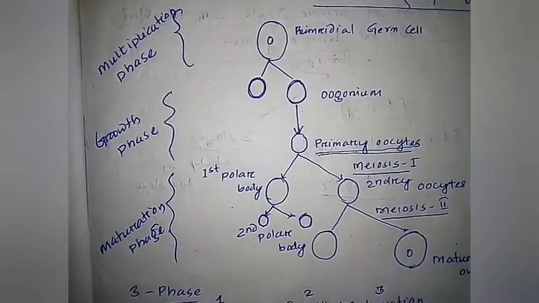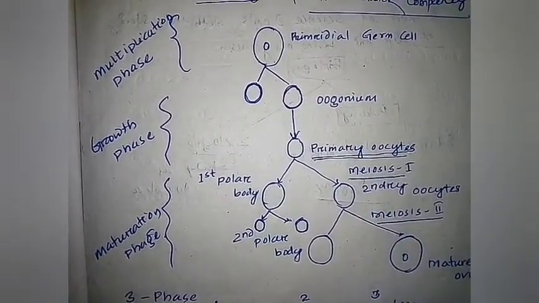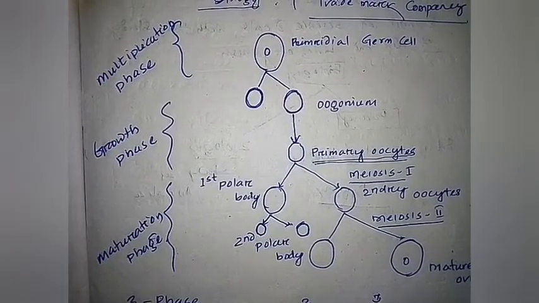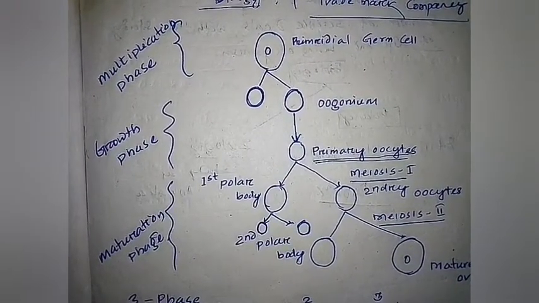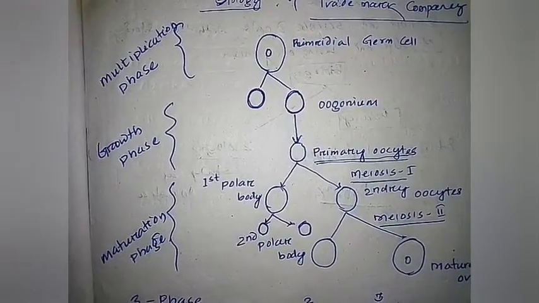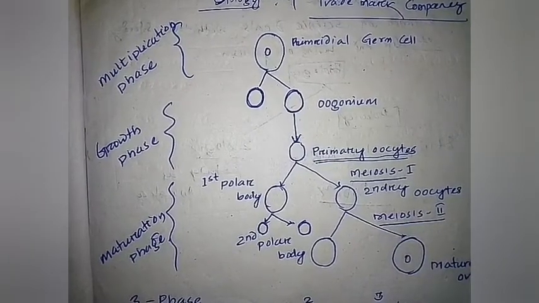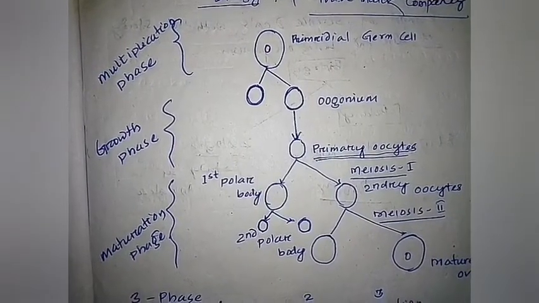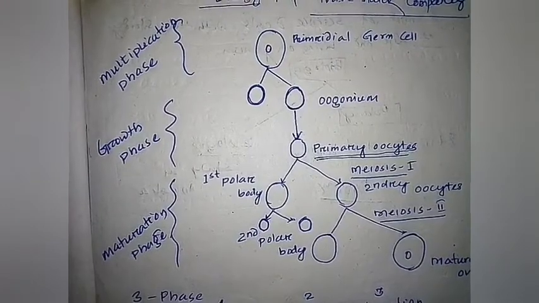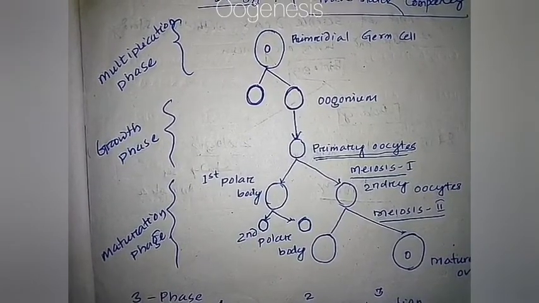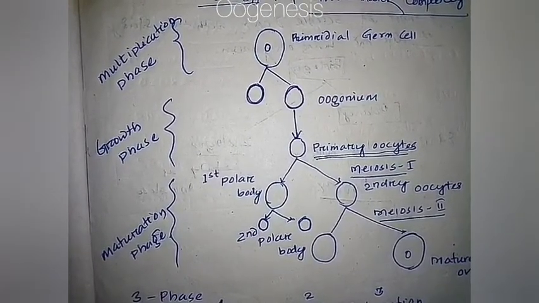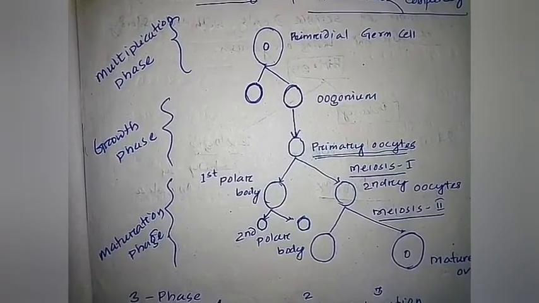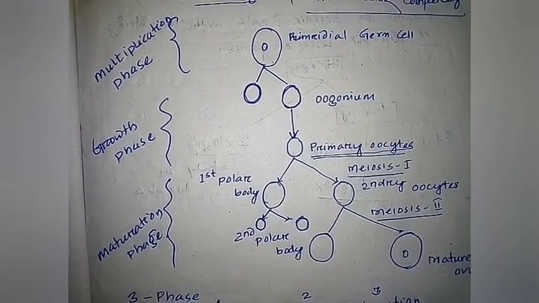The process of oogenesis. The primordial germ cell that is found in the ovary divides by the mitosis method and forms a large number of oogonia. And these oogonia multiply in large numbers, so we call it the multiplication phase.